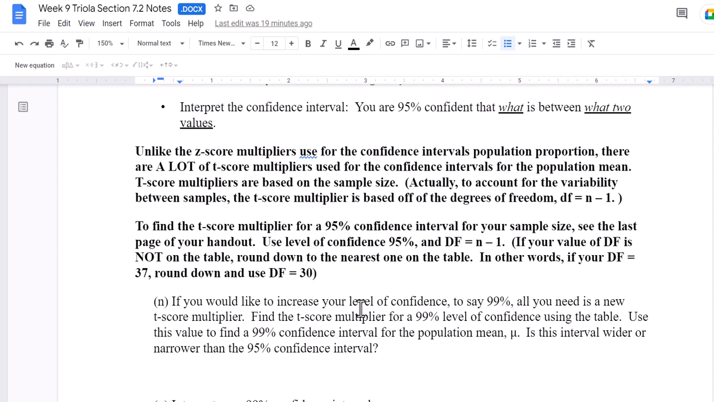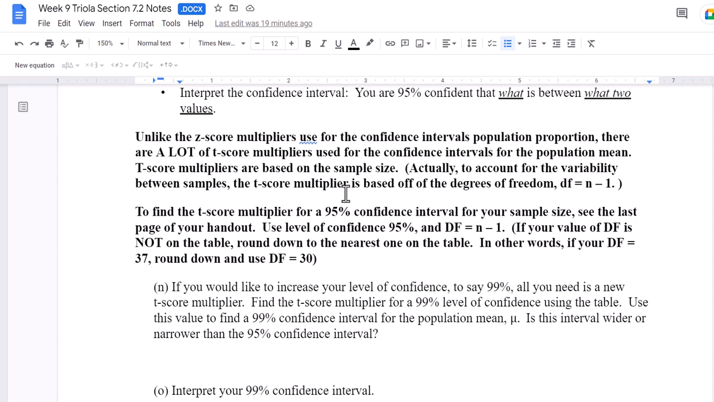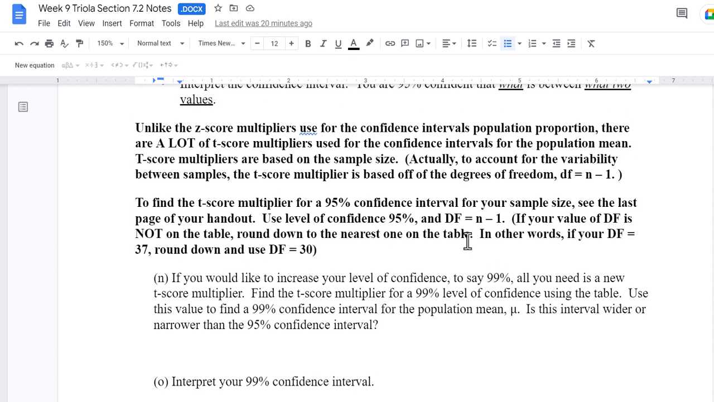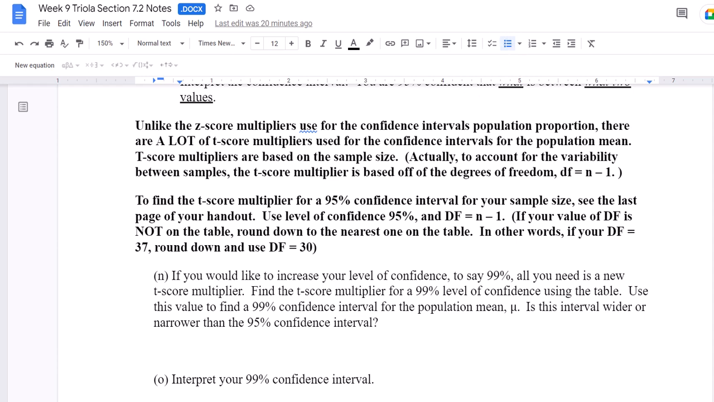So here, unlike Z-score multipliers for the confidence intervals for population proportion, t-score multipliers are used for confidence intervals for the population mean, and that's because t-score multipliers are based on the sample size. And so to account for the variability between samples, the t-score multiplier is based off of the degrees of freedom, so n-1. So again, think of it as just throwing out one data value to accommodate for the variability in sample size.